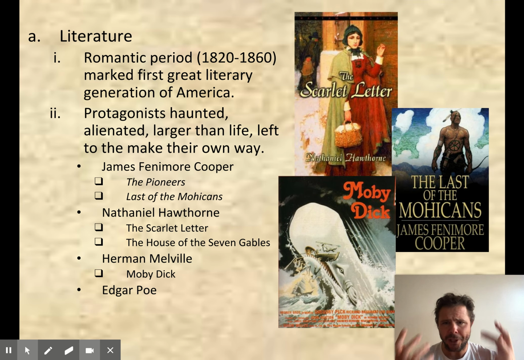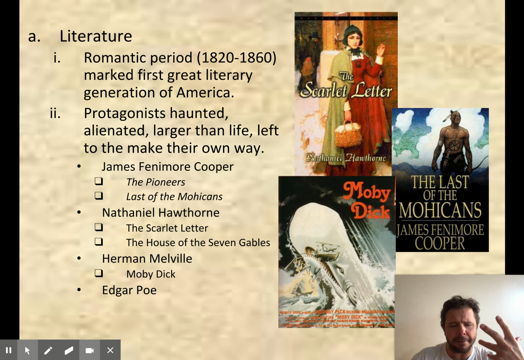Noah Webster's dictionary to make an American style of spelling. When you get all the extra U's and S's out of there, Great Britain. Come on now. But this is the first great literary generation of America. The protagonists were often haunted, alienated, sometimes larger than life. You can see the effects of the Revolutionary War and the War of 1812 and the scars of living on the frontier in many ways.